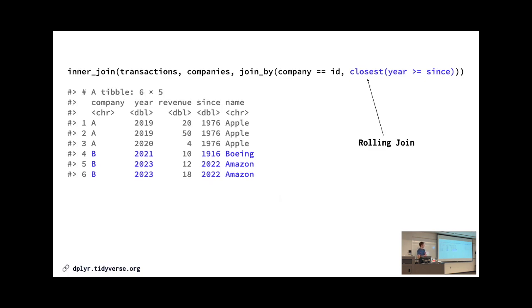This closest idea, if you're used to data.table, is known as a rolling join. The reason they call it a rolling join is because you've taken 2022 and you've rolled it forward to match up with 2023. You can also do rolling joins the other way, where you roll the following match backwards, which also works depending on exactly what you need. It wouldn't give the same results here, but you could do that by saying year less than since, and then take closest as well, and it would roll the following one backwards.